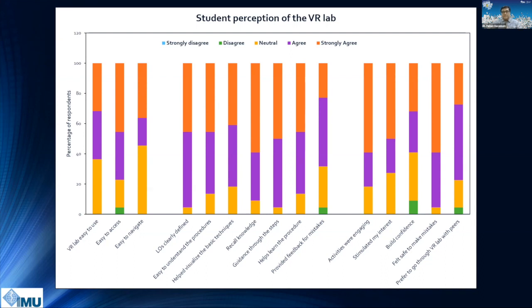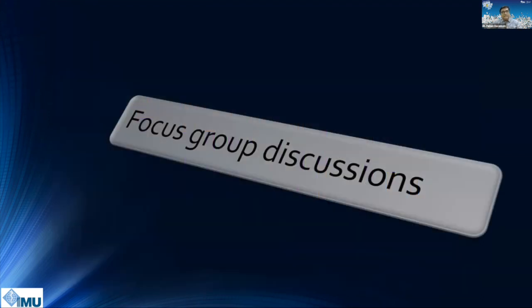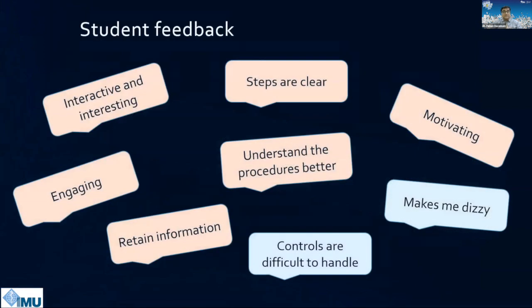So these are the perceptions we got from the students. After that, we also did a focus group discussion, right? What emerged from the focus group discussion overall was that they said it is interactive and very interesting, and the steps are very clear. They liked it, and it's motivating. They're in an immersive environment. Whatever you see is there for you to do the experiment. It is really motivating, they understand the procedures better, and it is very encouraging for them. They retain the information. Visual communication is more effective than verbal or reading and other things, right?